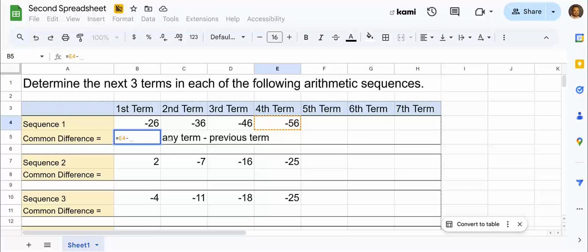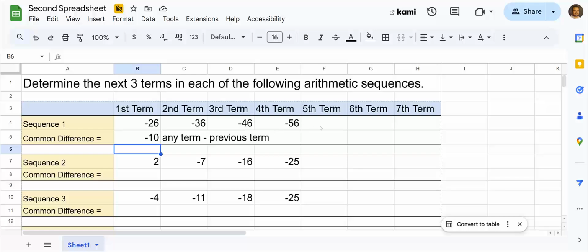Then subtract the previous term. The previous term means the one that's before it. So what's before the fourth term? Well, obviously the third term. So I'll click on this one and let the calculator calculate. And the calculator tells me negative 10 is my common difference. So that is what we're adding every single time.